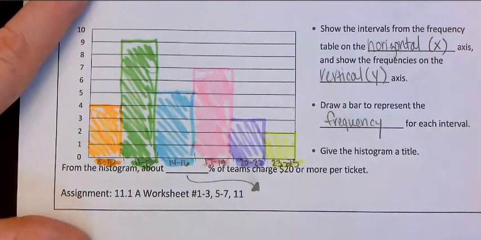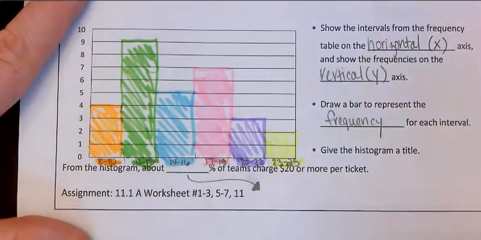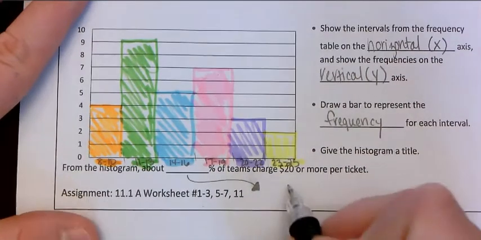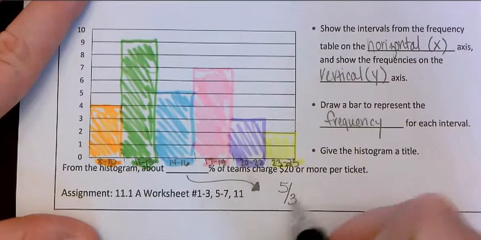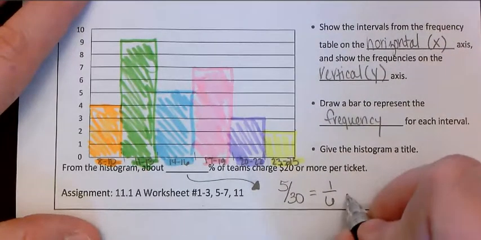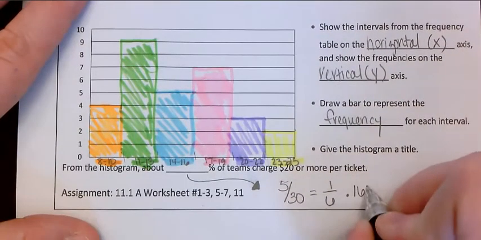Okay. Now with that, from the histogram, about what percentage of teams charge 20 tickets or more? So $20 or more, 20 is in here, there's 5 teams, so 5 divided by the total number of 30 equals 1/6, and my calculator comes out to be 0.16 repeating, which is roughly 16.6%.